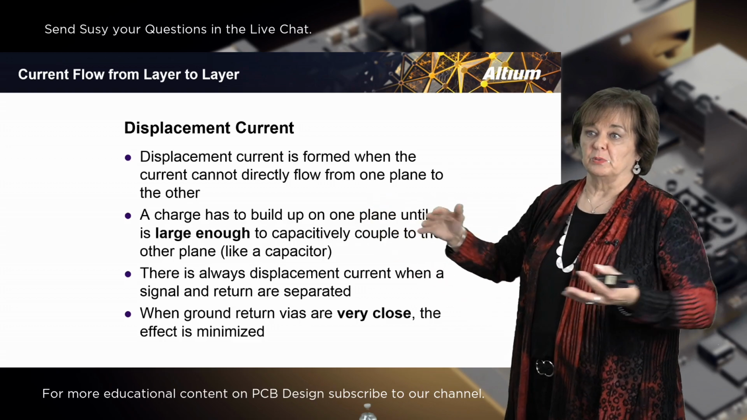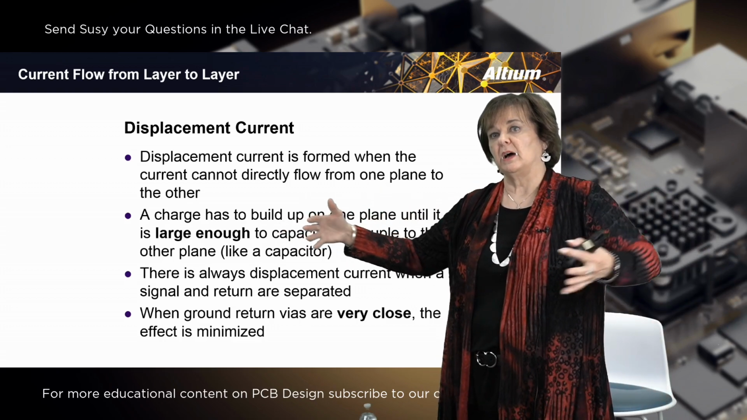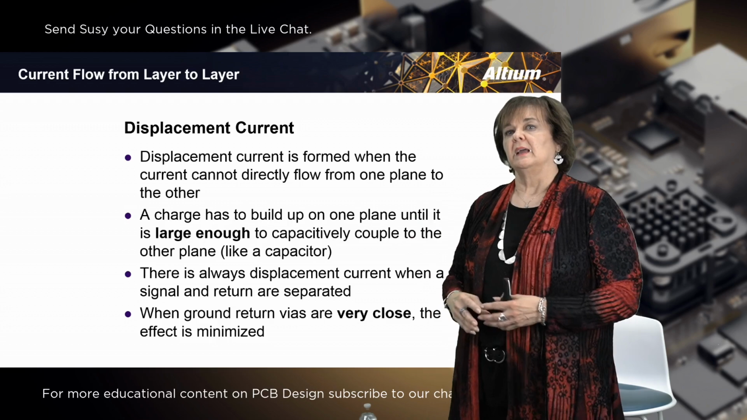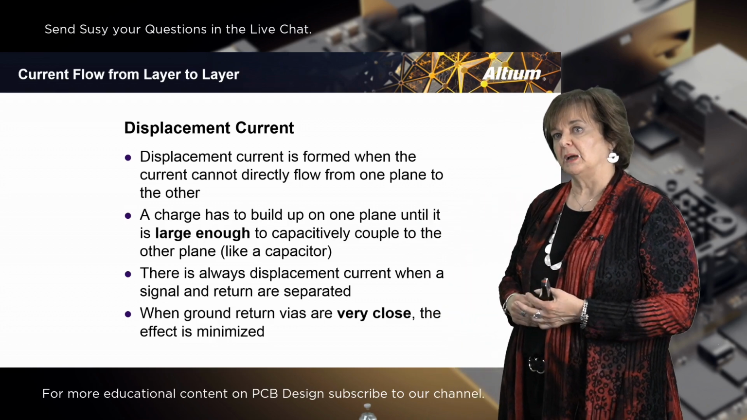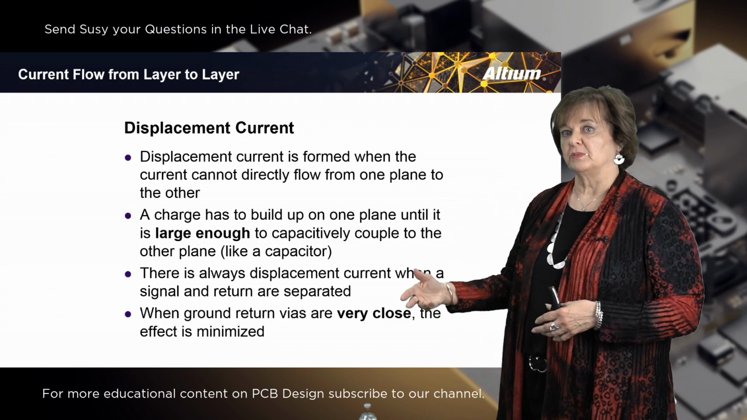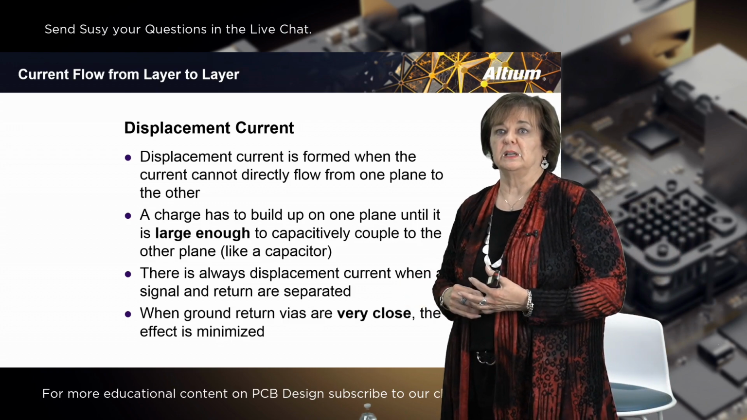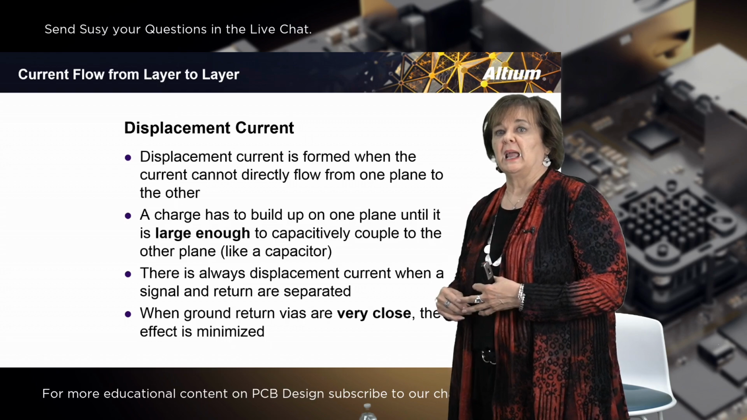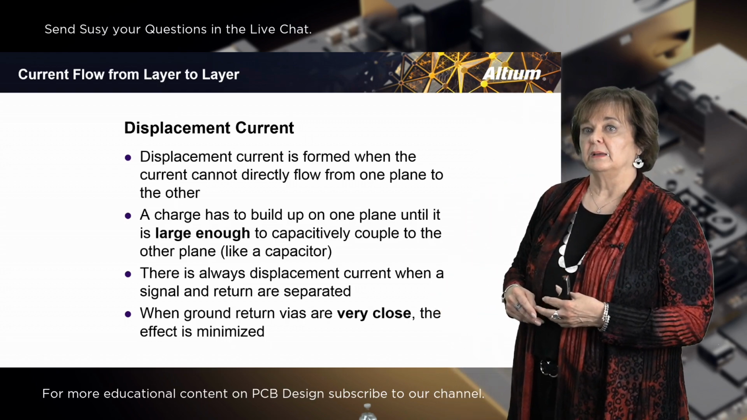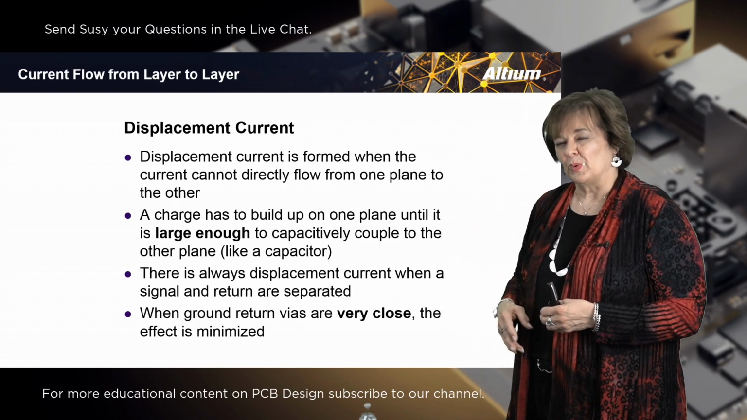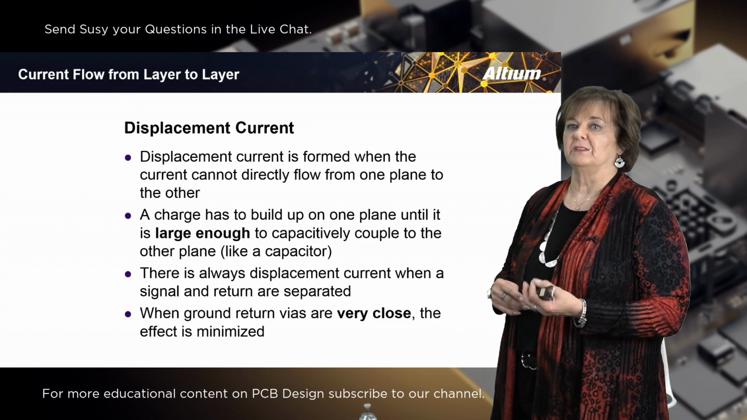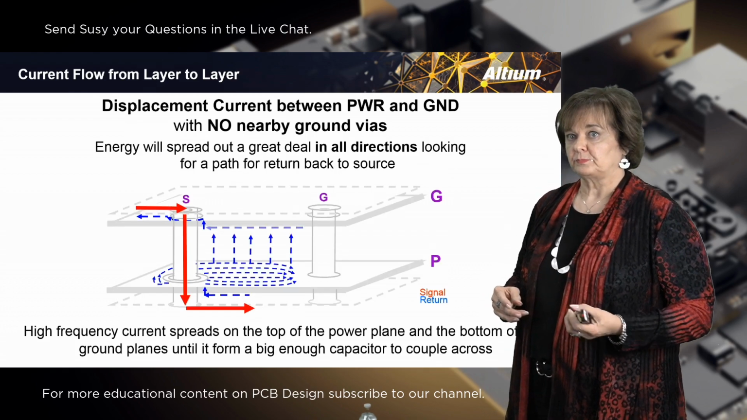Like a capacitor, remember, they have to spread out and they have to spread across, and so the charge will have to build up before it can couple across from one to the other. There is always displacement current when a signal and a return are separated, and when the ground return vias are very close, the effect is minimized.